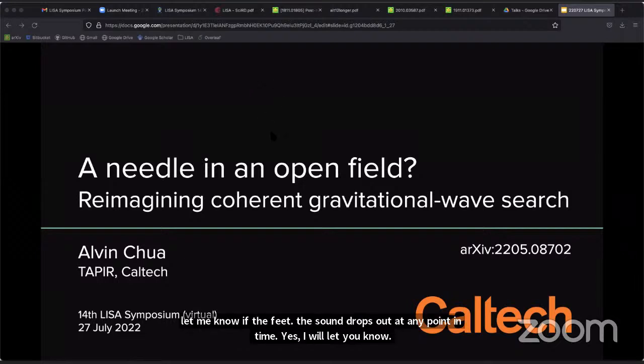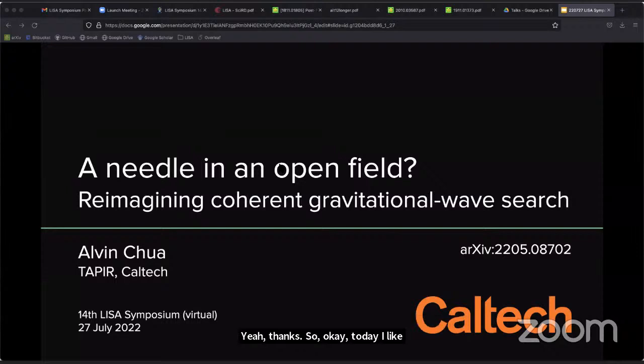Thanks. So, today I'd like to introduce some of my recent work, which is written up in this paper over here. This idea is developed mainly in the context of memory signal analysis for now, but I will try and argue in this talk that it could also be useful in terms of how we should be thinking about coherent searches for LISA sources in general.